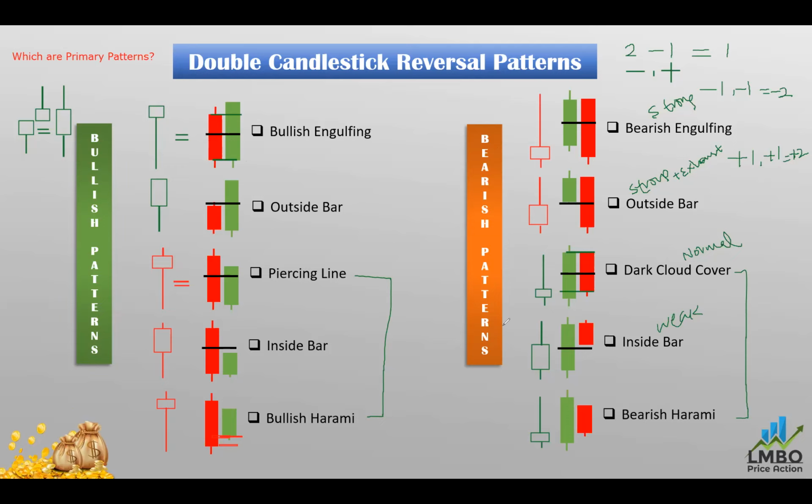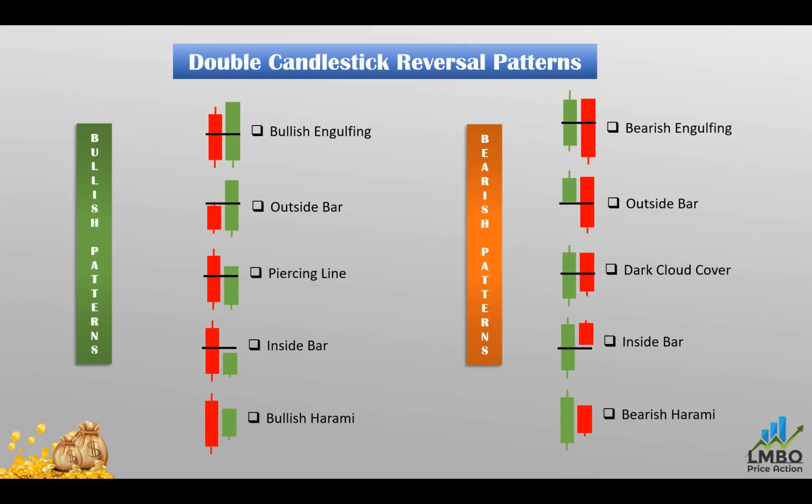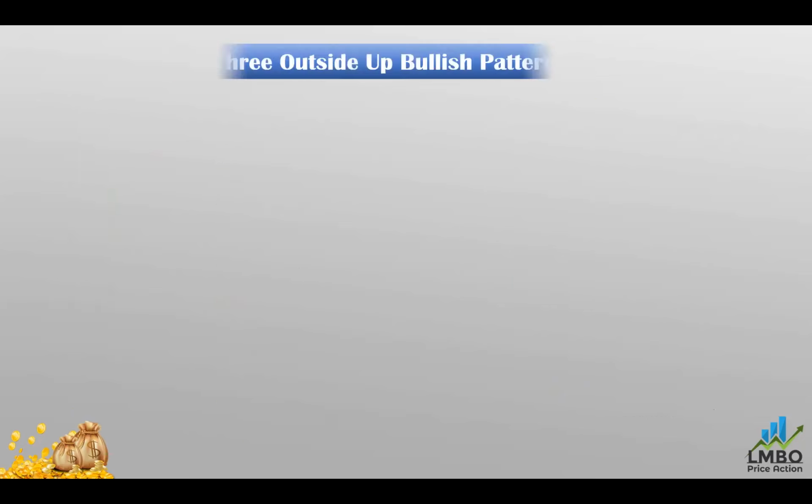Yes, sir. Okay. Now we are going to move to the 3 candlestick patterns, and then we will learn how to trade. I saved this picture. Now come to here. 3 outside up bullish pattern. This is a combination of 2 candlestick patterns. Which is this pattern?